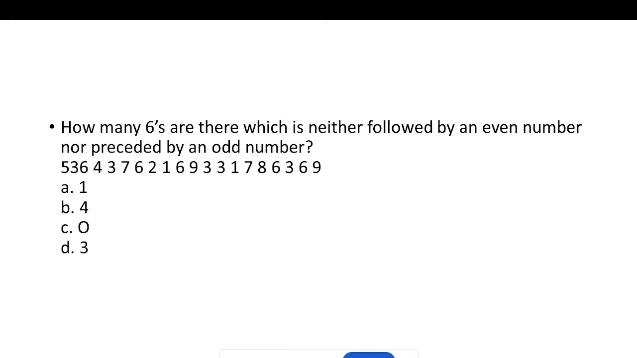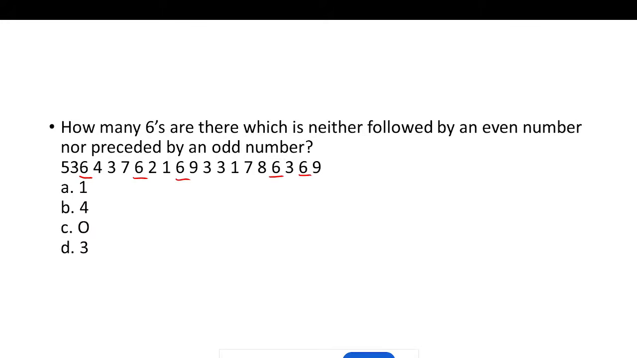Look at this question. How many 6s are there which are neither followed by an even number nor preceded by an odd number? Actually, how many 6s are there? 1, 2, 3, 4, 5, 6 are there.